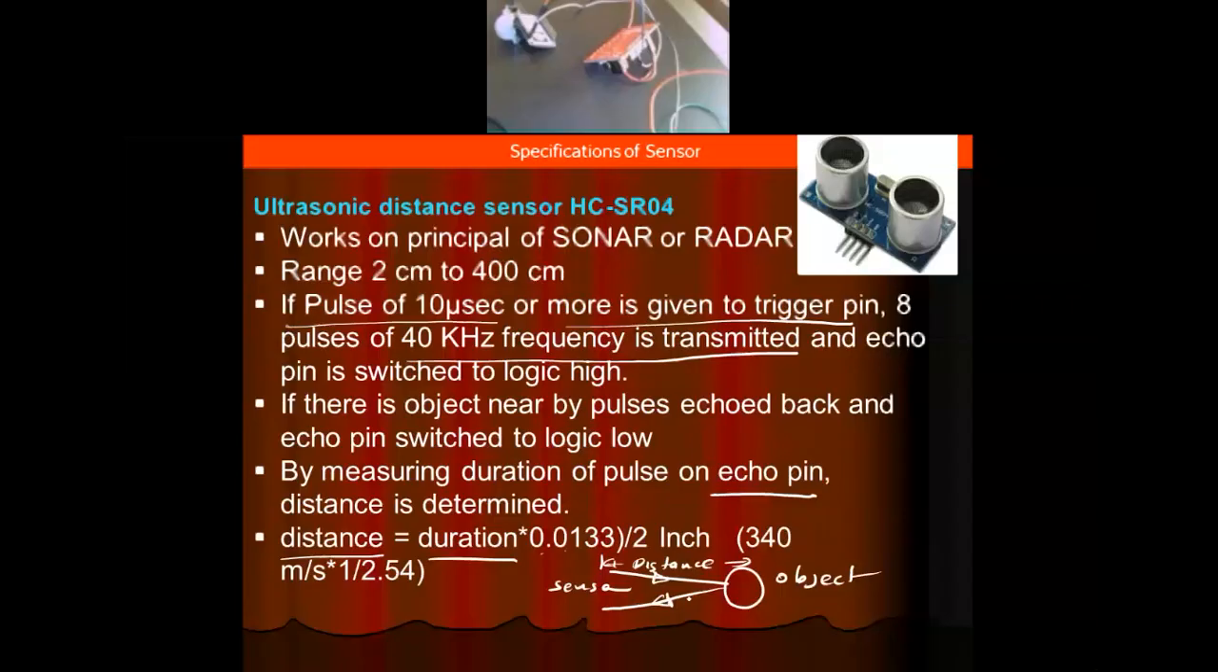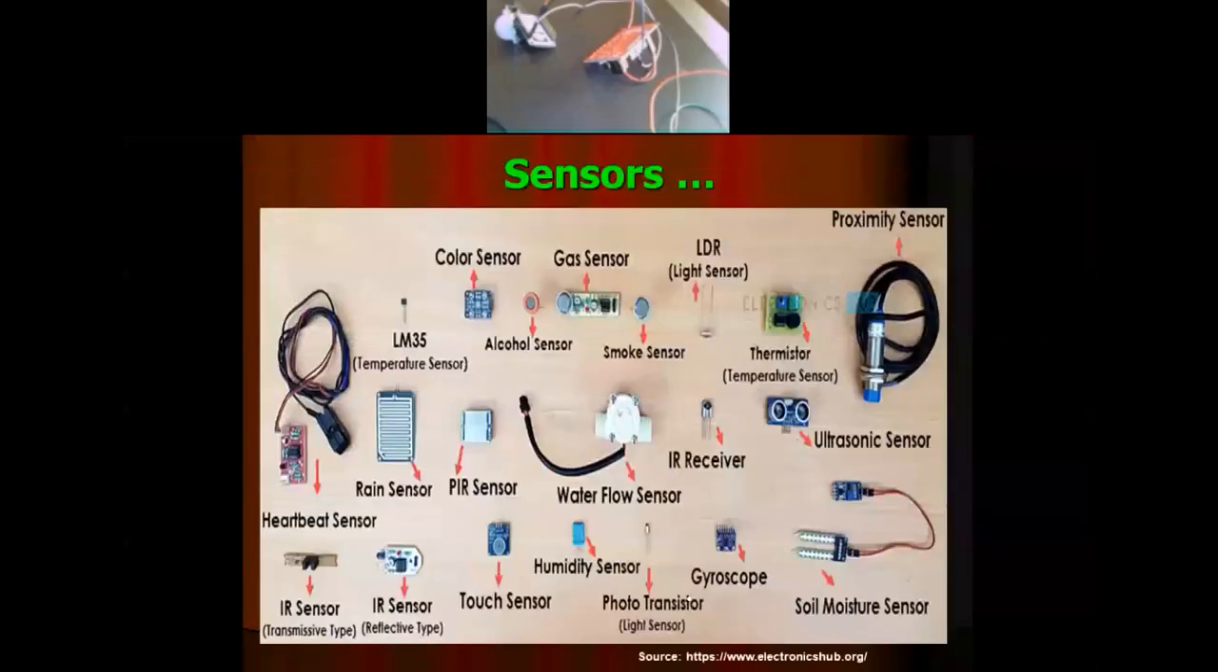This is a diagram which shows the different types of sensors like color sensor, gas sensor, LDR, thermistor, soil moisture sensor, humidity sensor, touch sensor. All these sensors are shown here. Different types of sensors are available, and all sensors are available online easily. And they are all low-cost sensors. So you can ask your students to purchase them at home. They can do their experiments.